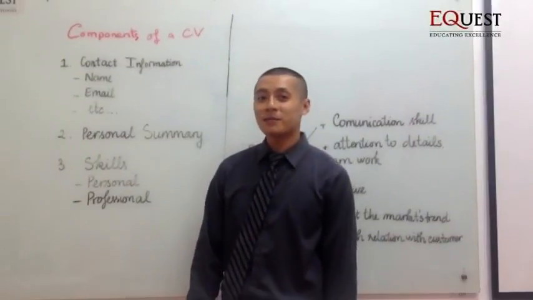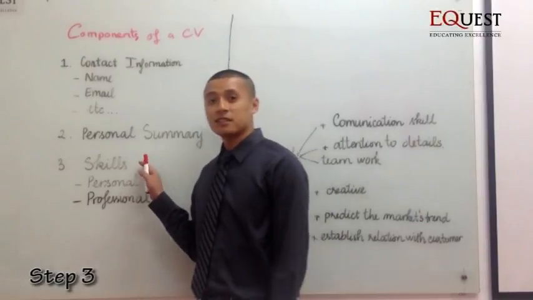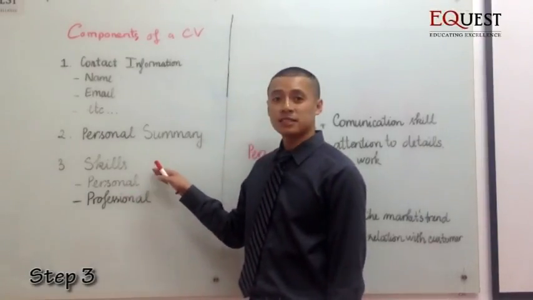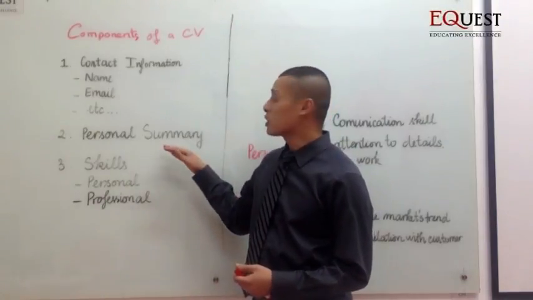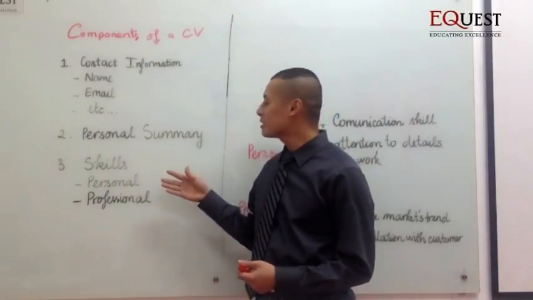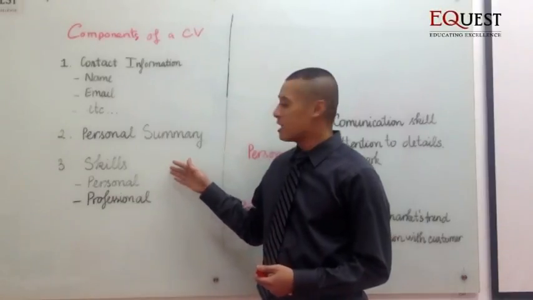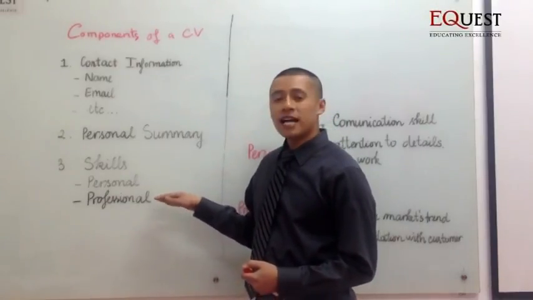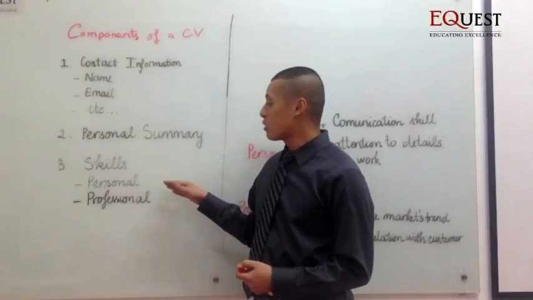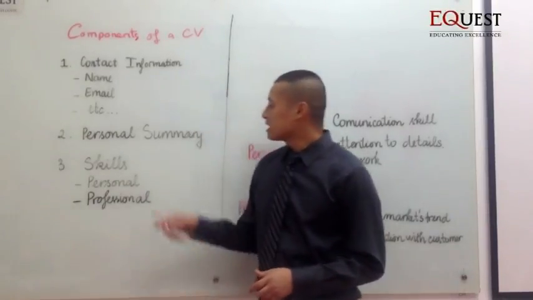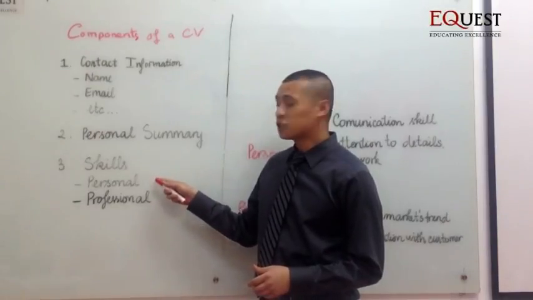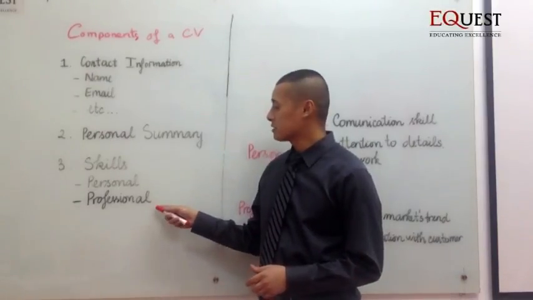So moving on to step 3 is the skills section, or also called the areas of expertise. Now in the previous section, you've already told the employer who you are. Now it's time to tell them what you're really good at. In this section, you want to highlight the key skills that are relevant to the job you're applying for. So, in the skills section, we break it down into 2 parts, your personal skills and your professional skills.